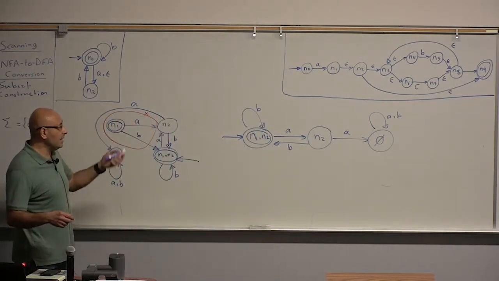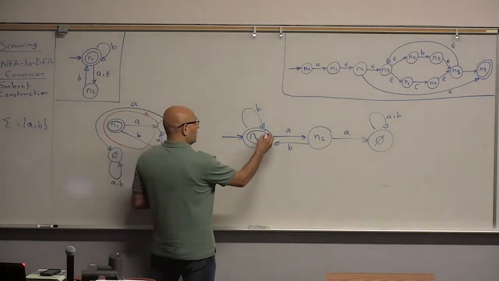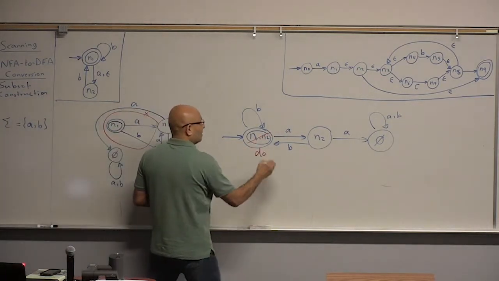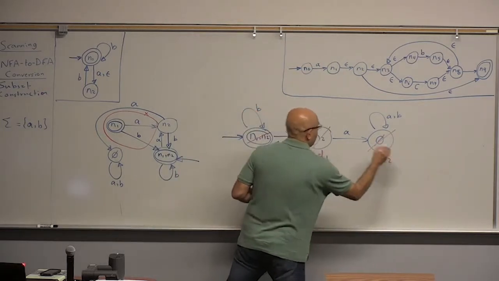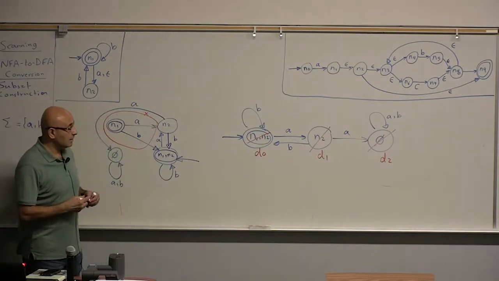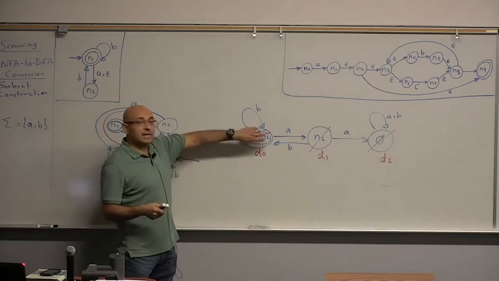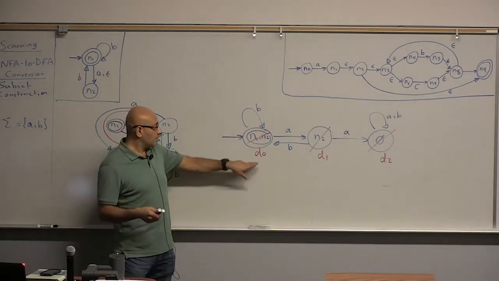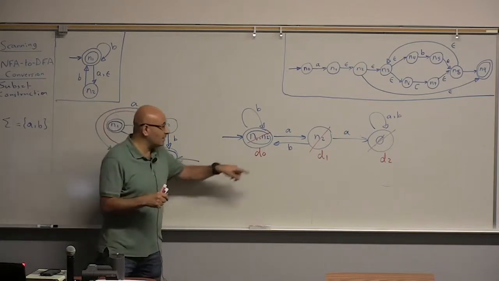And then we can rename these states. So we can rename this to D0, and rename this to D1, and rename this to D2. And this is our DFA. So the whole thing is about renaming a set of NFA states, or mapping a set of NFA states to one DFA state.